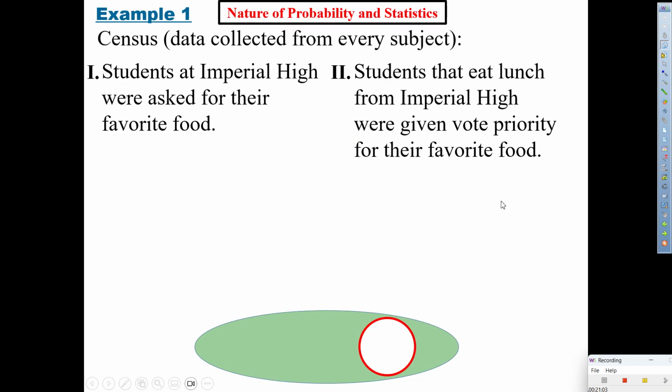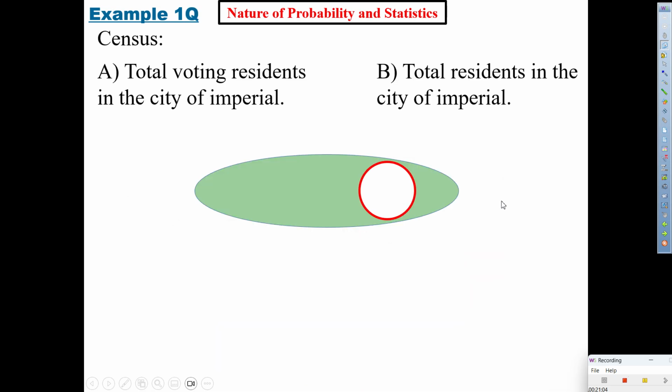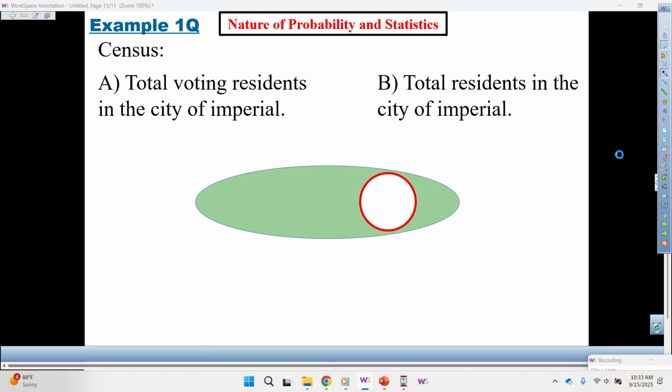Here we go. Example number 1Q. Copy this one on your notes, please. Example 1Q, copy the whole thing, and it reads: A, total voting residents in the city of Imperial. B, total residents in the city of Imperial. Draw your diagram, and I want you to write which one belongs to which. I'll give you some time. Copy and go.